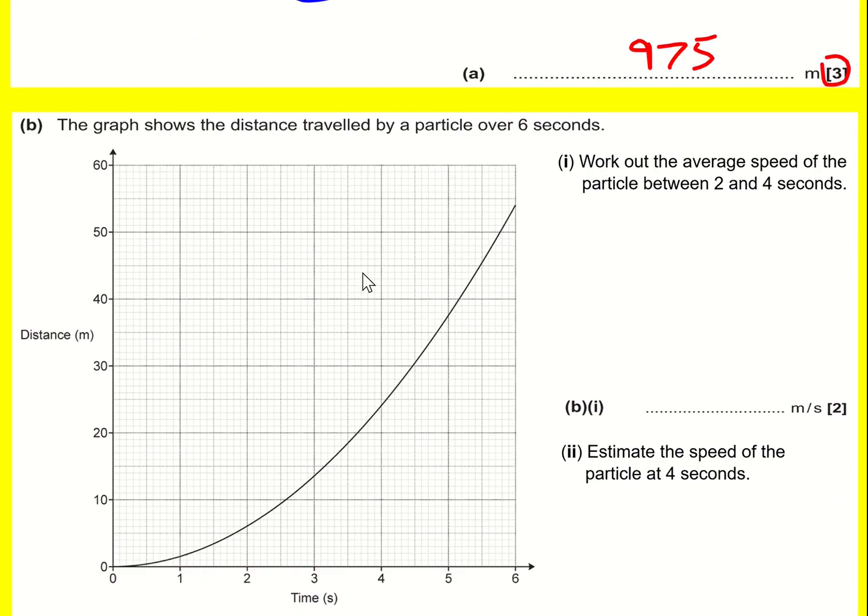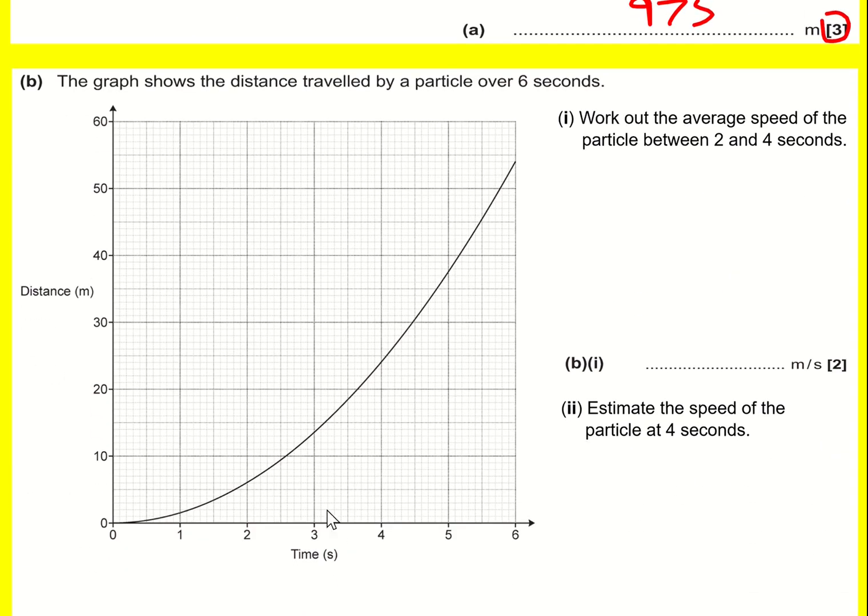Moving on, we've got a slightly more complicated distance time graph now because it's not a straight line, it's a curve. Work out the average speed of the particle between 2 and 4 seconds. Okay, it's important here to realize that the speed is changing as we go on up, as the speed is actually the gradient essentially, but the average speed is going to be, we can use the distance after 2 seconds, and we can use the distance after 4 seconds and draw a straight line like so.